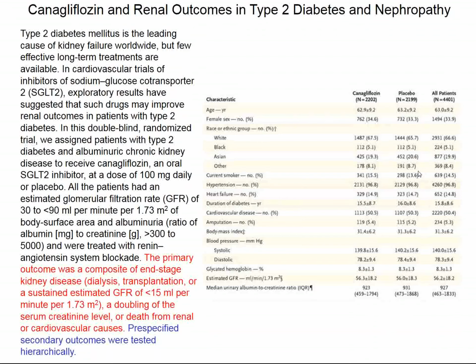Some of them are still smoking. Everybody's got hypertension, but we know that. Some patients had heart failure, and they've had diabetes for about 15 years. These patients have vascular disease elsewhere, so amputations, etc. Body mass index is above 30, and we would expect that. Glycosylated hemoglobin levels were above 8, and their GFR is around 50.